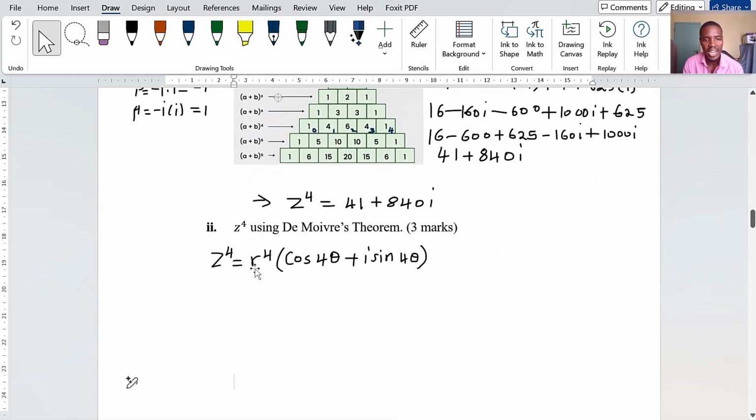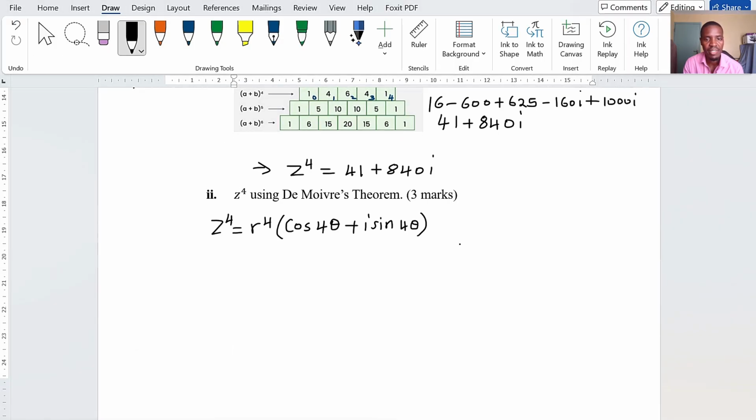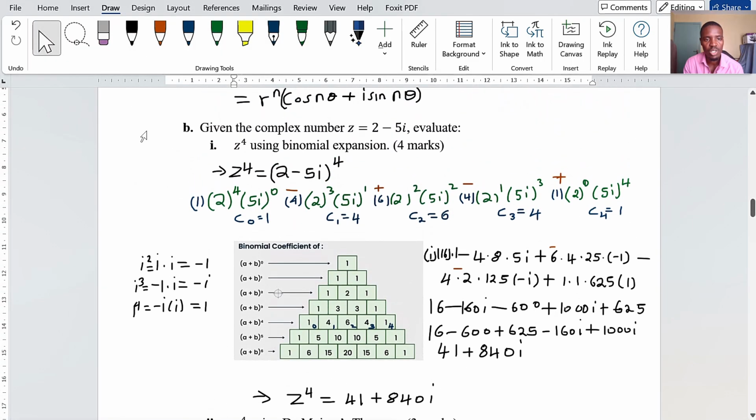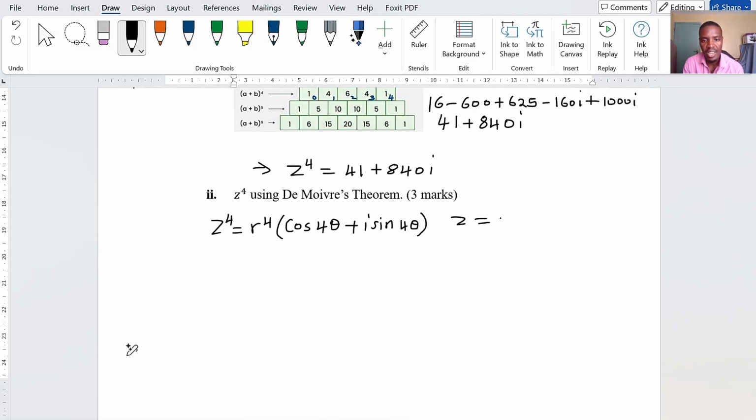Now we need to get r and theta. So what is our z first? Our z was 2 minus 5i. I hope you remember we get theta using tan and r using the modulus. So r is simply the square root of x squared, which is 2 squared, plus y squared, which is negative 5 squared. So when you work this out, you get 4 plus 25, which is 29. So r is the square root of 29.